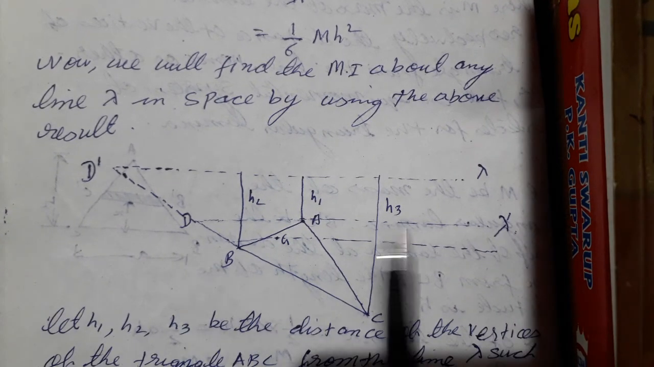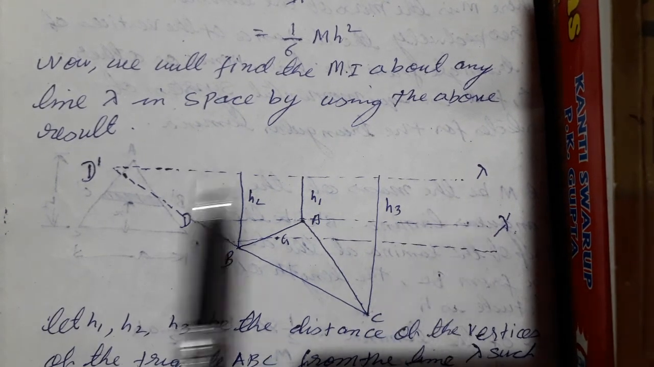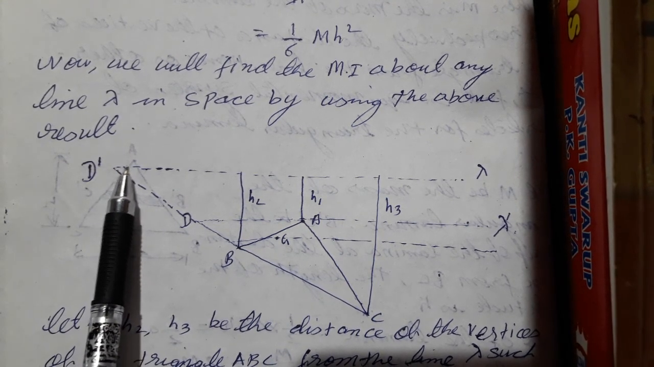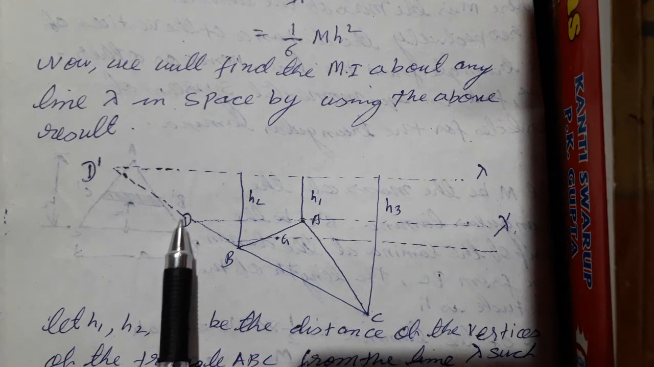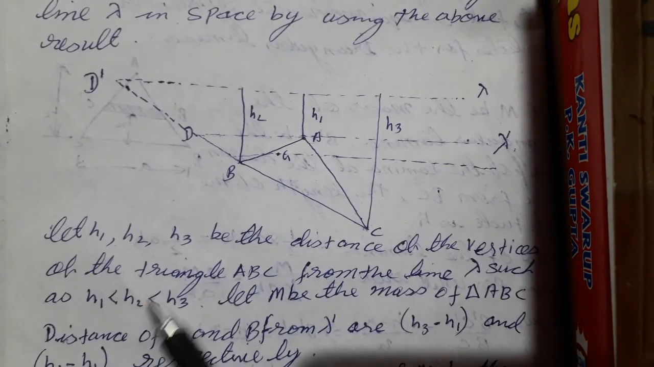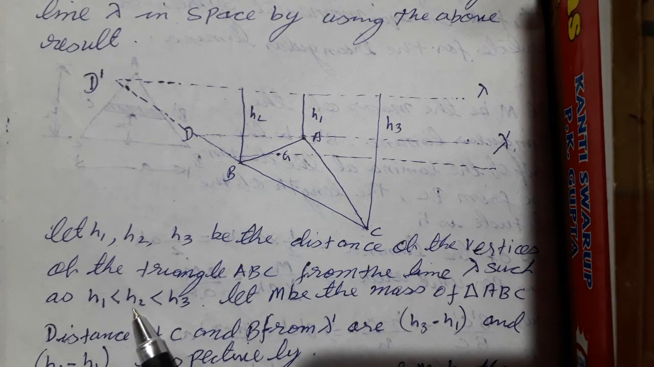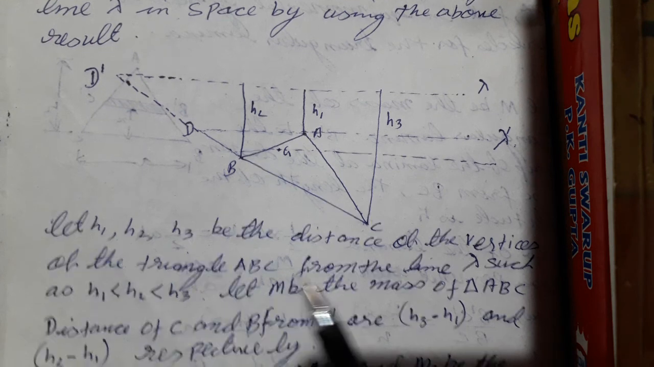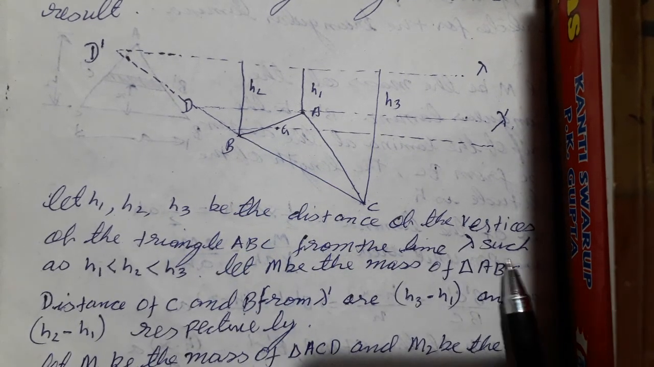So this is the triangle we are taking. This is triangle D dash. So we have this triangle here. We have taken D and this. I have already explained the diagram. So these are the distances, where h1 is less than h2, which is less than h3, and M is the mass of the triangle ABC.